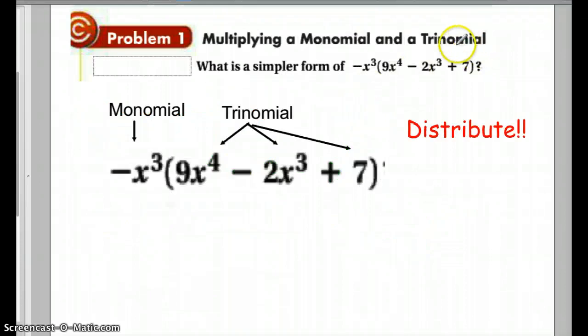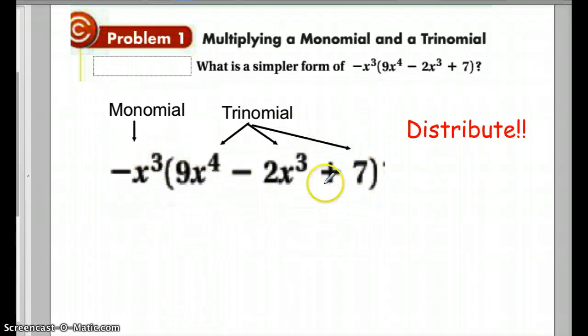Okay, we are going to talk now about multiplying a monomial and a trinomial. An example would be negative x cubed times the quantity, or times the polynomial, 9x to the fourth, negative 2x cubed plus 7. The negative x cubed is the monomial being multiplied by the trinomial that's in parentheses.